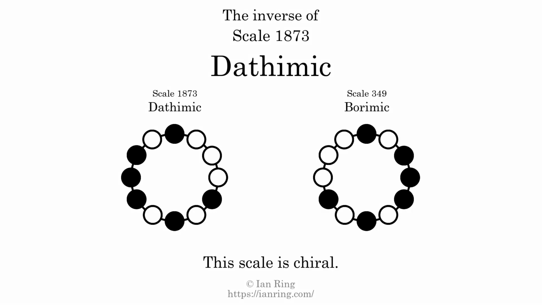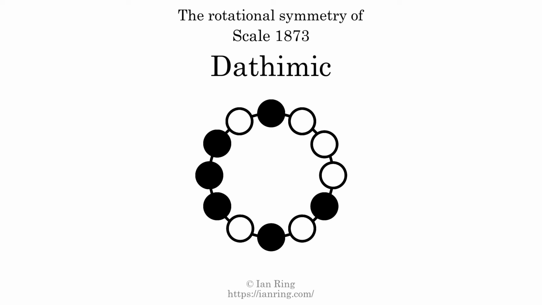The inverse of a scale is a mirror image. It is what you get when the sequence of intervals is reversed. The inverse of this scale is scale 349, also known as barymic. This scale is chiral. It cannot transform into its inverse by rotational transformation. This scale has no rotational symmetry.